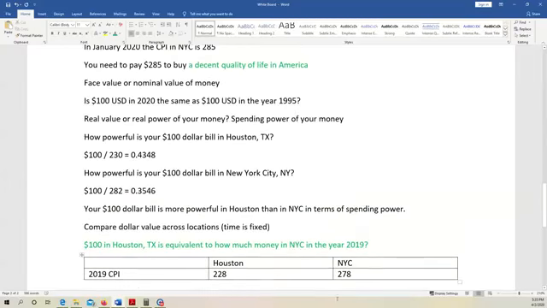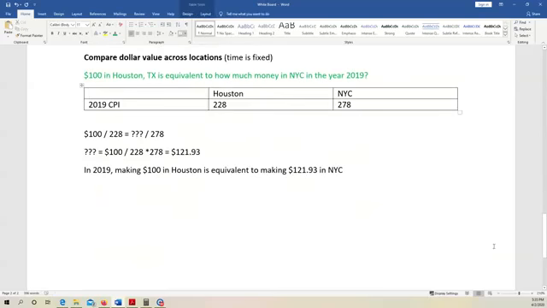This is how we can compare dollar value across locations. Keep in mind, time is fixed. We use the 2019 CPI, right? And a straightforward application for this analysis, for example, suppose you work as a registered nurse. Another example. You work as a nurse making how much money in San Diego, California?